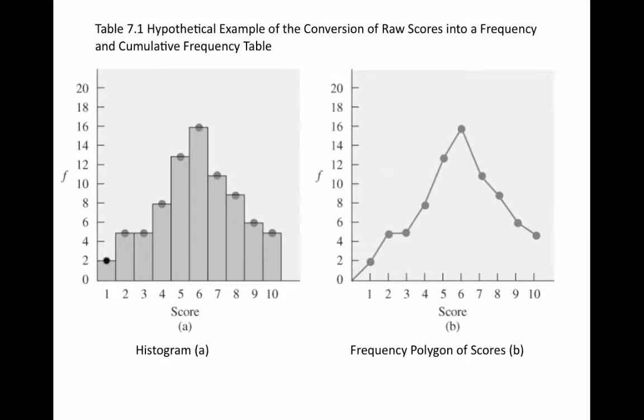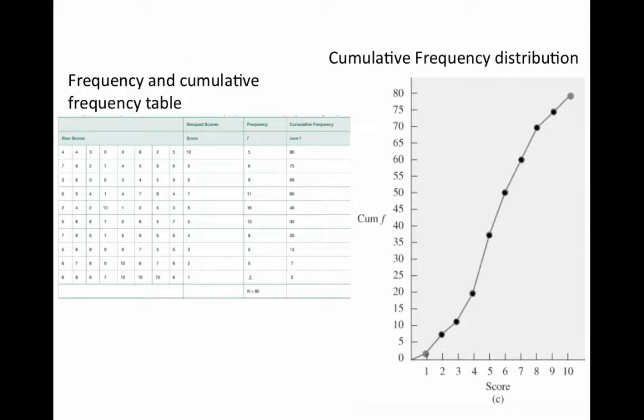Table 7.1, hypothetical example of the conversion of raw scores into a frequency and cumulative frequency table. So in A, we have a histogram, and in B, we have a frequency polygon of scores. Both very clear. Frequency and cumulative frequency table, and then a cumulative frequency distribution. Again, both figures are very clear. This is for our nominal data, or ordinal.